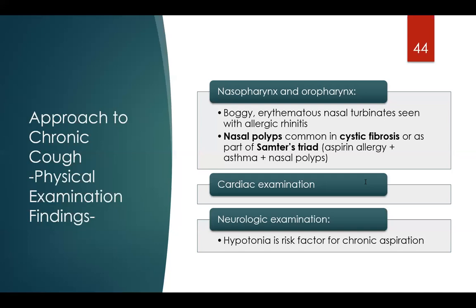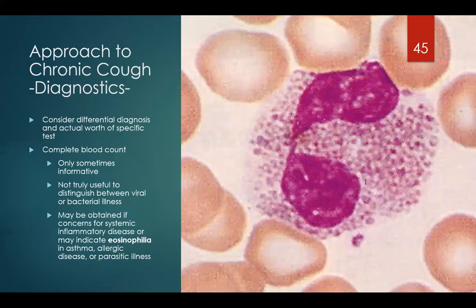Neurologic examination, because hypotonia is a risk for chronic aspiration. So a child that is flaccid is going to be at risk for aspirating when they swallow food and liquid. All right, so let's consider our differential diagnoses.